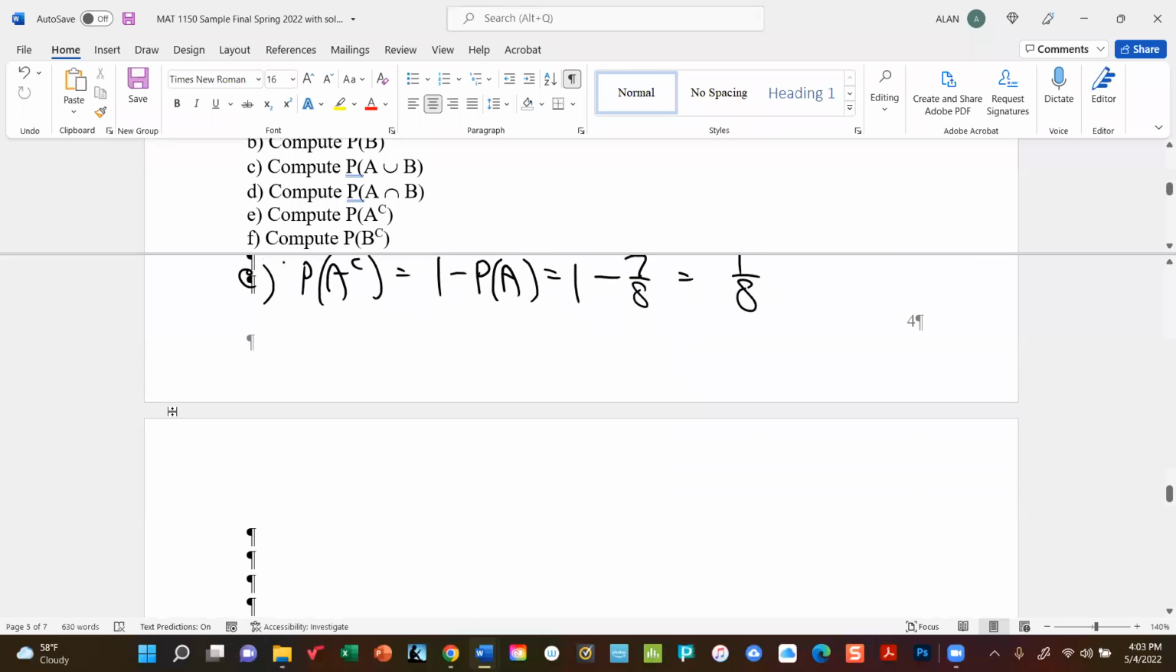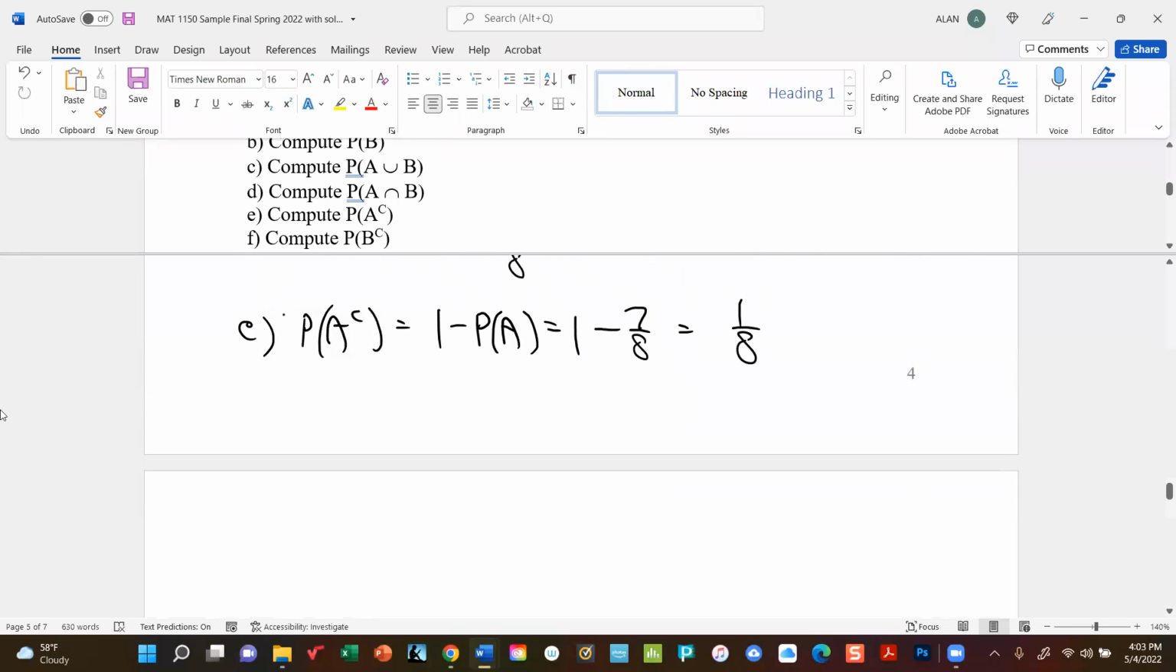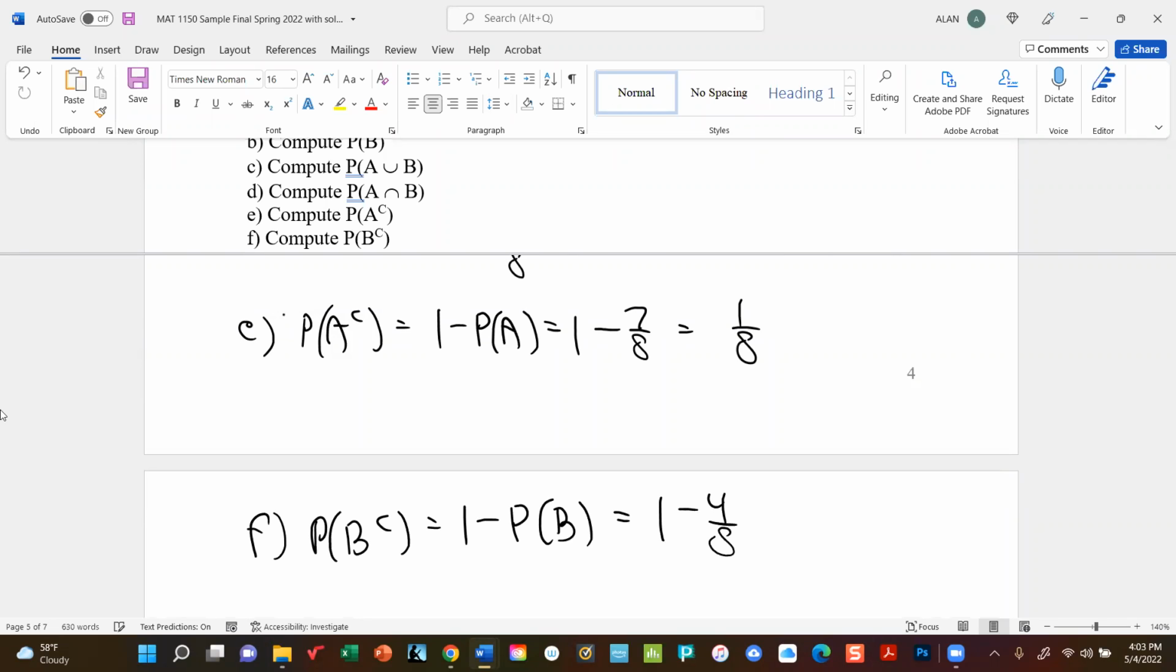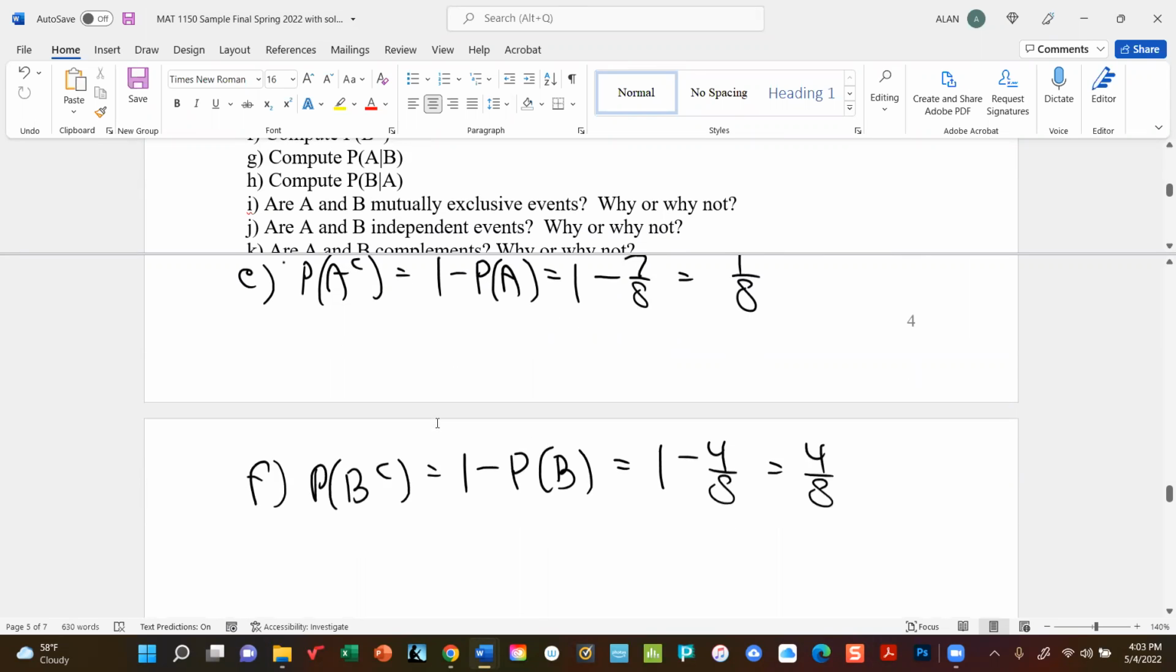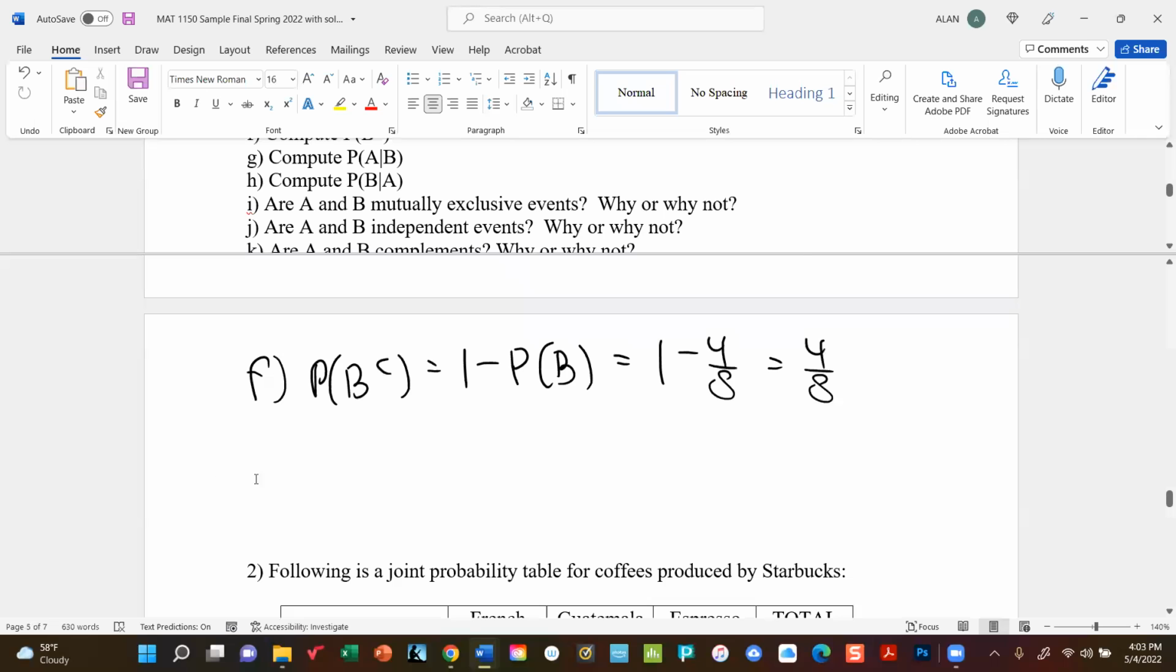And then for F, the probability of B complement equals 1 minus the probability of B, 1 minus 4/8, which is just 4/8. So those are easy. Now, these next 2 are conditional probabilities. We have to remember what those mean. Okay, so here's how they work.